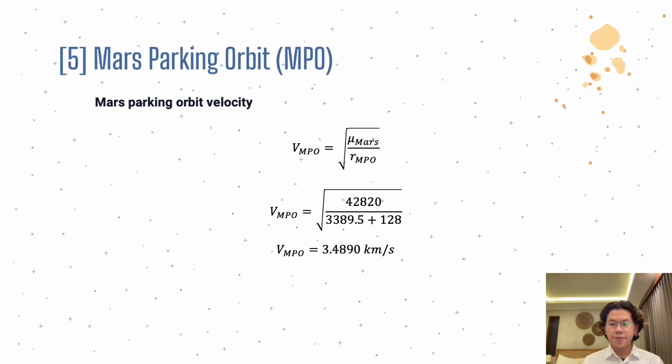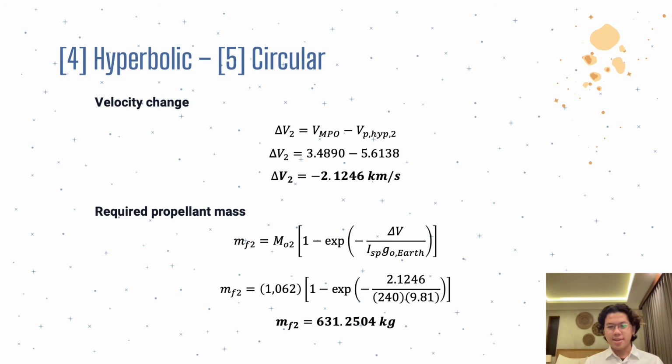Here's the velocity of Mars parking orbit, which is circular. The parking orbit is positioned at an altitude of 128 km above Mars surface. From all the required data, we can now enter Mars parking orbit. This is done by giving the spacecraft a velocity change of 2.1246 km per second with the thruster pointed in the opposite direction. The required propellant to give such velocity change is found to be 631.2504 kilograms.